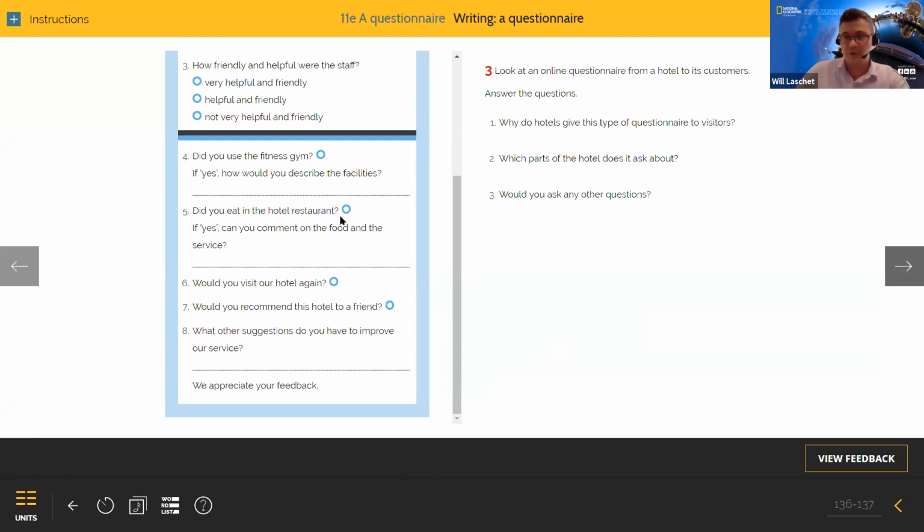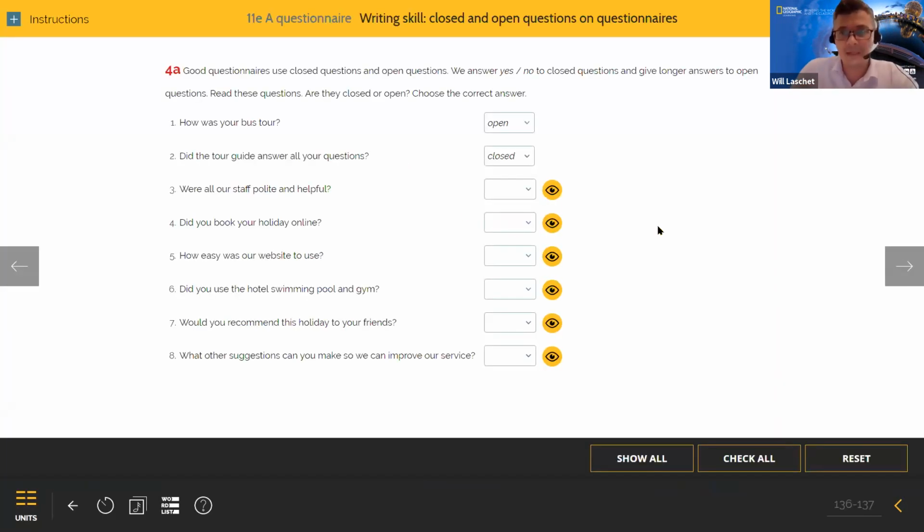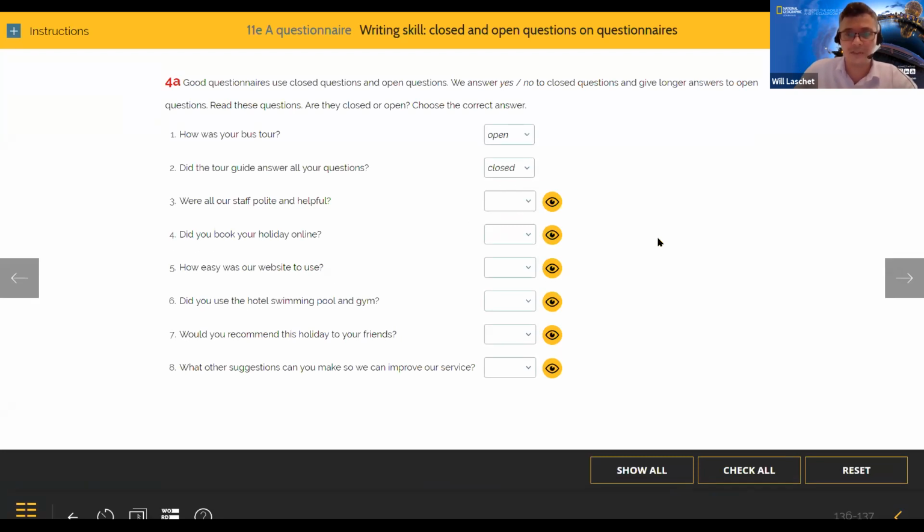That's perfect. Let's move on to the next activity. So we're going to talk about open and closed questions, and I think this is an important part of the lesson. It says here, good questionnaires use closed questions and open questions. And then it explains. So we answer yes or no to a closed question.